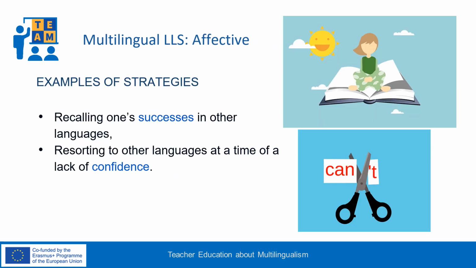Referring to previous learning experience can also be used at the level of affective strategies for regulating emotions. For example, the learner can consciously recall his or her successes in learning and using other languages to evoke more positive feelings about the learning situation. And they can also resort to other languages at a time of a lack of confidence when the knowledge of the new language is still limited.